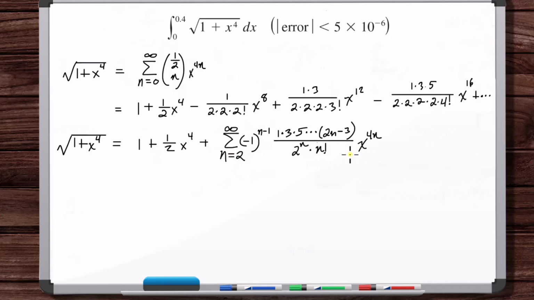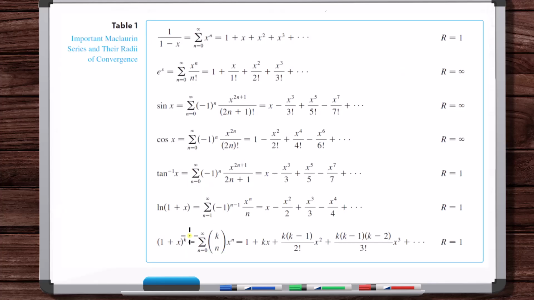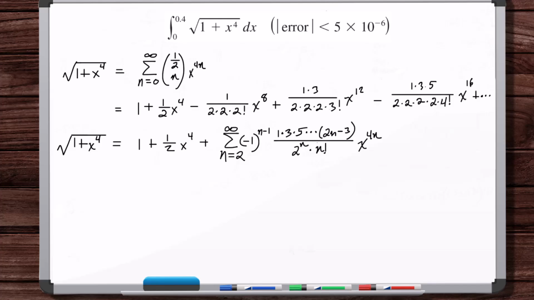Now the radius of convergence: the binomial series has a radius of convergence of 1. Now we substituted x to the 4th for x, and if you solve this absolute value inequality, it's just going to be x between 1 and minus 1, so this is going to have a radius of convergence of 1. That's important because we want to compare that to the limits of integration.